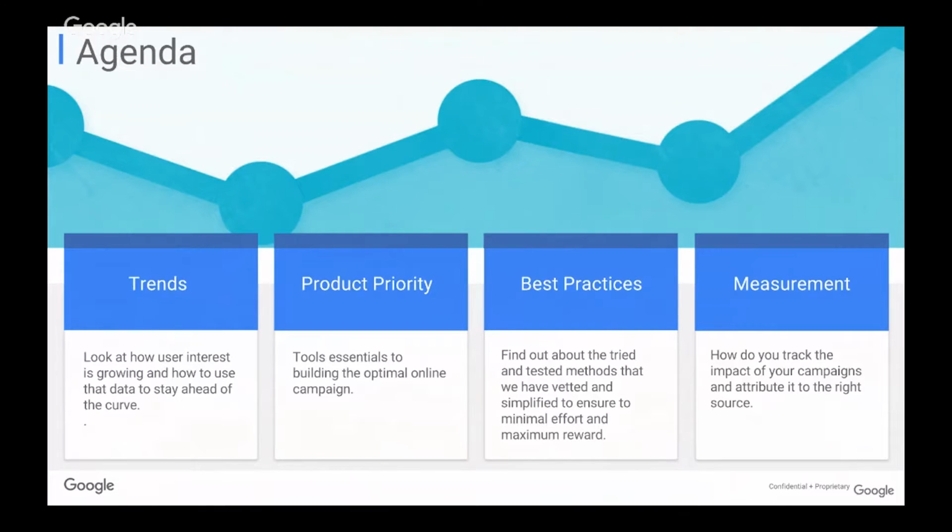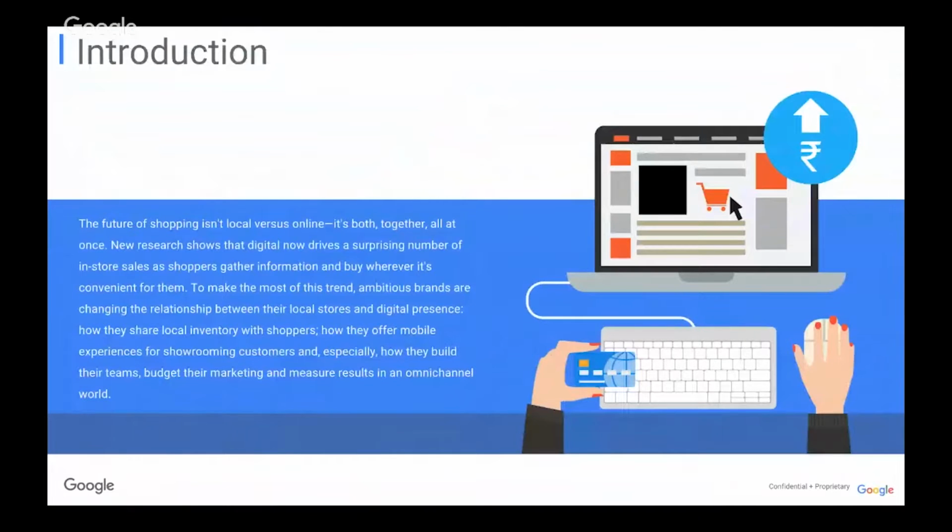Under product priority, we're going to look at the tools that Google has provided us that would help us the most in building an online campaign for the retail vertical. Under best practices, we're going to look at all the tried and tested methods that we have vetted and simplified over the years to give you the maximum reward with the minimal amount of effort. And under measurement, we're going to look at how you track the impact of your campaigns and attribute it to the right source.